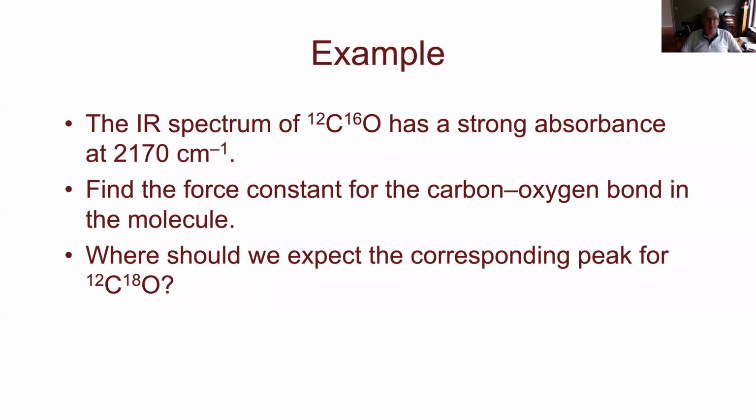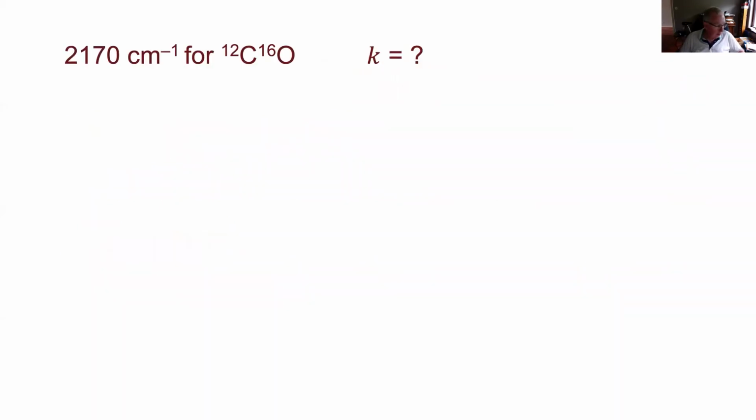Then the second part is to find what would be the frequency, the wave number, corresponding to the same vibration if I change the oxygen from oxygen 16 to oxygen 18. That's going to shift the reduced mass of the molecule, and so we'll look at what would happen to the frequency or the wave number when we do that. All right, so let's see. We have our wave number there.